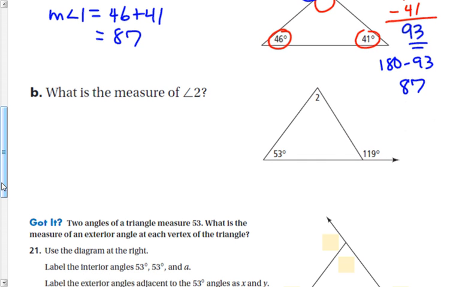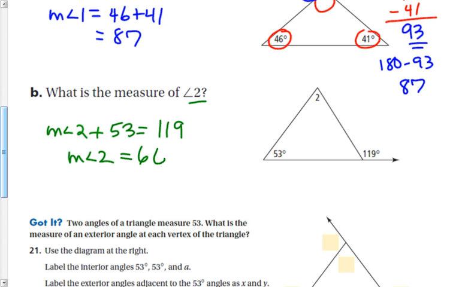And that's why this idea works. So let's use this idea to find the missing angle, the measure of angle 2. The measure of angle 2 plus 53 together add up to the exterior angle, 119. And so the measure of angle 2 is just 119 minus 53, which is equal to 66. I'll let you try that.